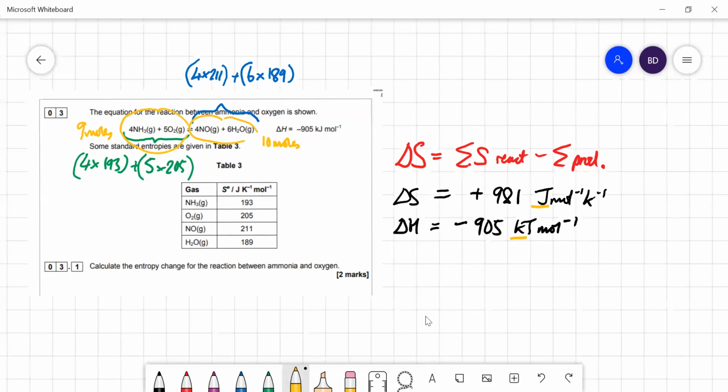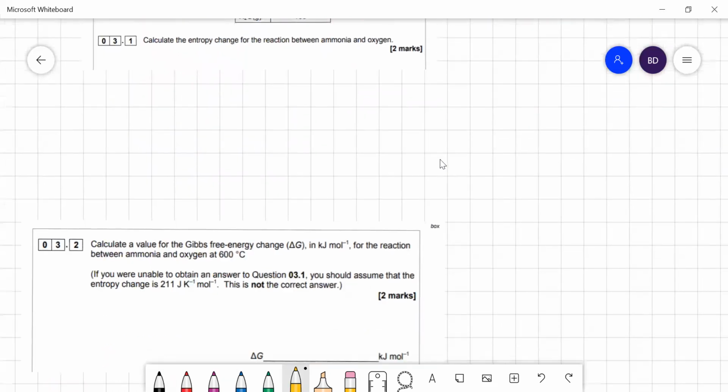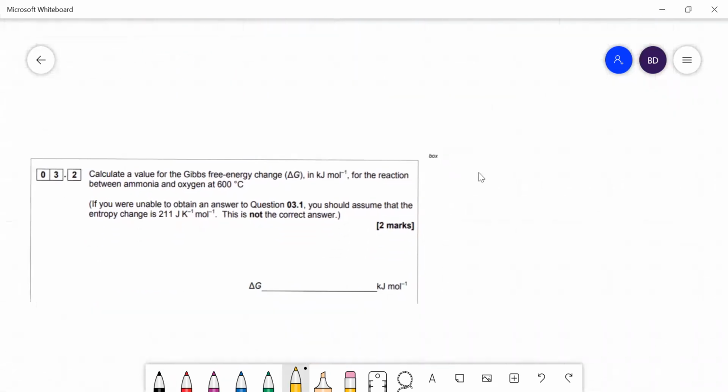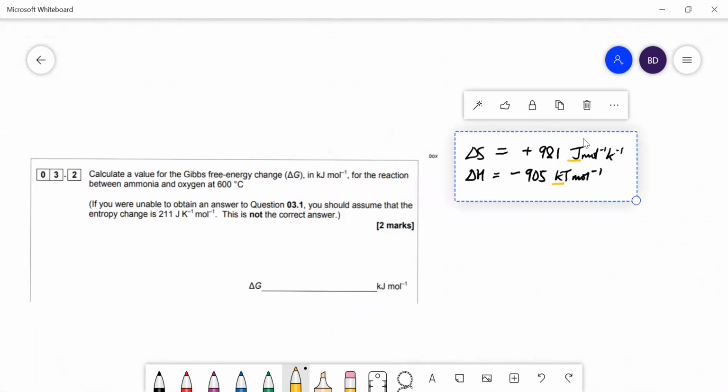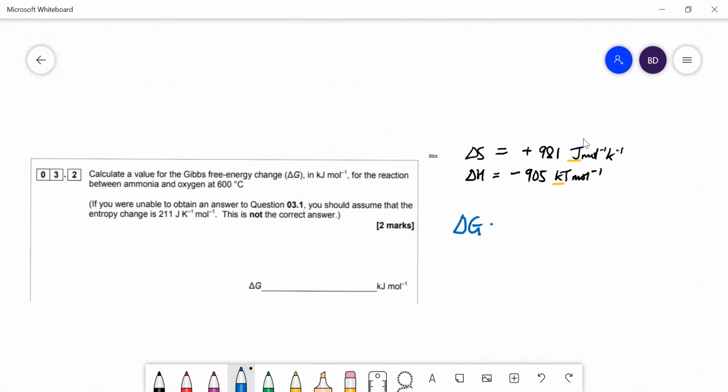Right, and now the next part. Calculate a value of the delta G, the free energy change, at 600 degrees C. Now the equation for delta G is, of course, delta G is equal to delta H minus T delta S, and we do have to convert our delta S into kilojoules there, otherwise we'll get a completely wrong answer. Delta G and delta H are both measured in kilojoules, and we have to convert our temperature into Kelvin. So 600 degrees C plus 273 is 873 Kelvin.